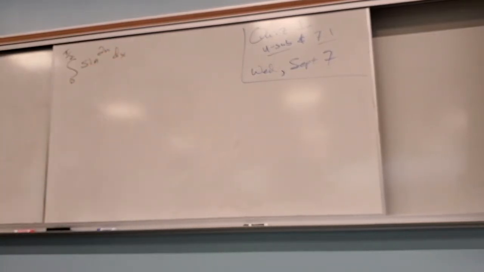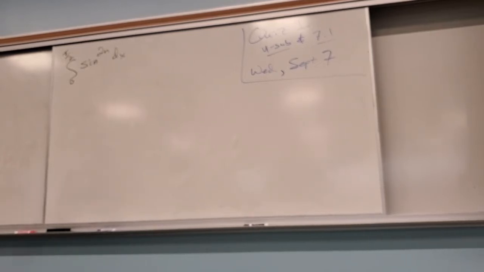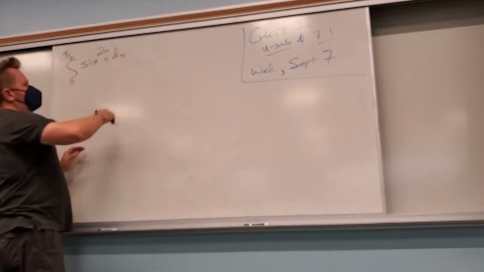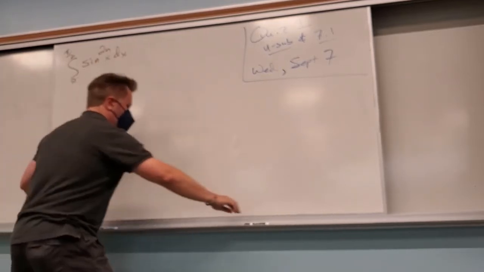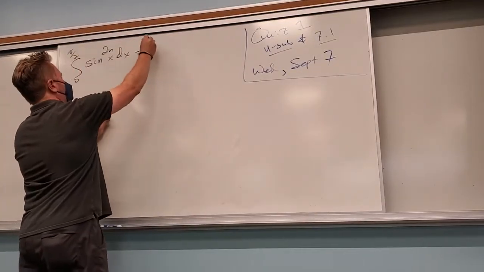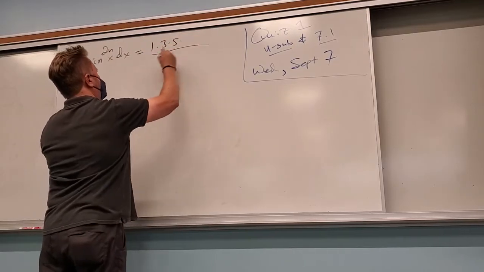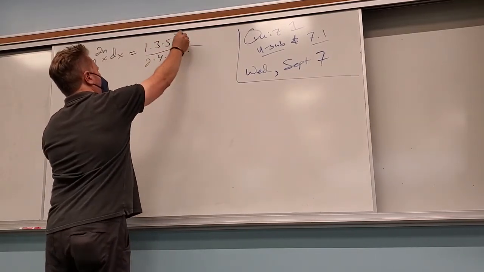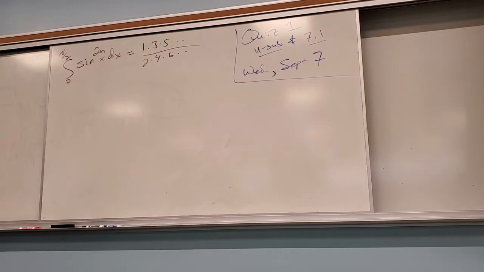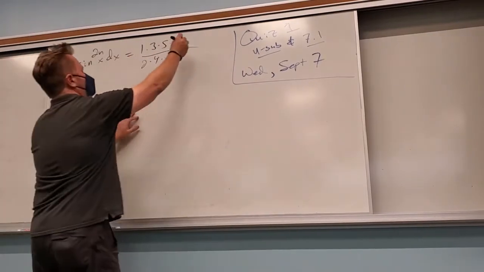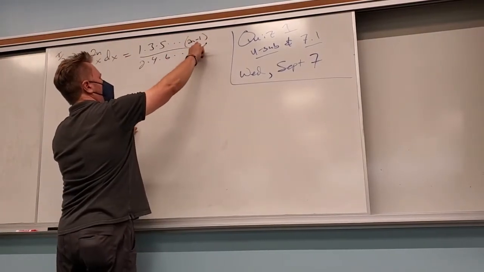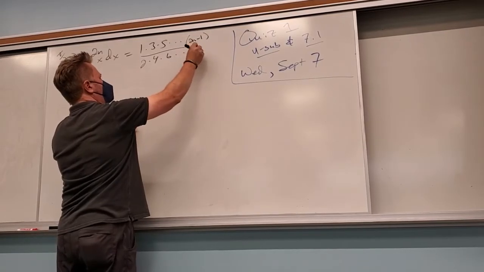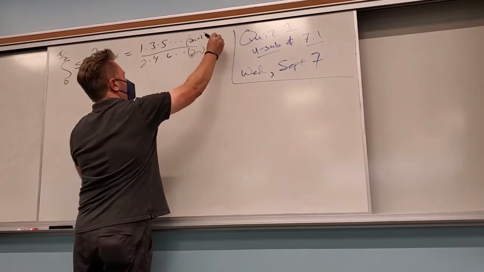I believe it says this, right? Equals 1 times 3 to the n times x squared. I left out my little x there. And they want you to show that this equals 1 times 3 times 5 over 2 times 4 times 6, up to 2n minus 1. These are all odds. That's how you write a general odd number. These are all evens.